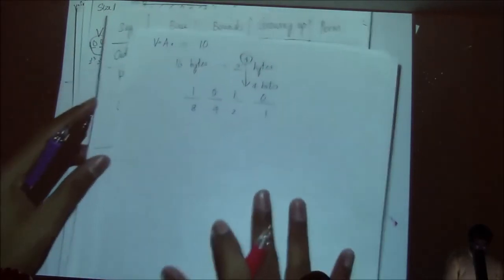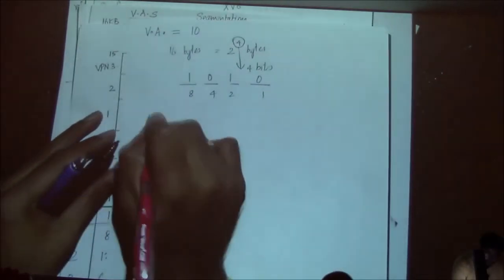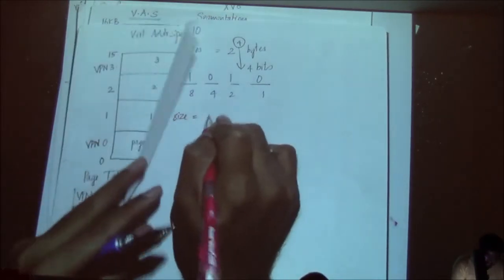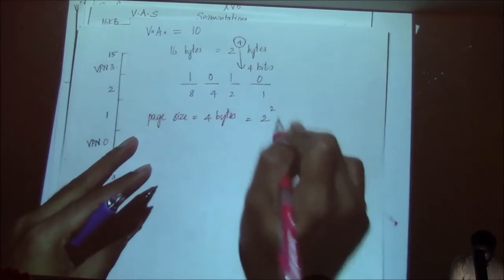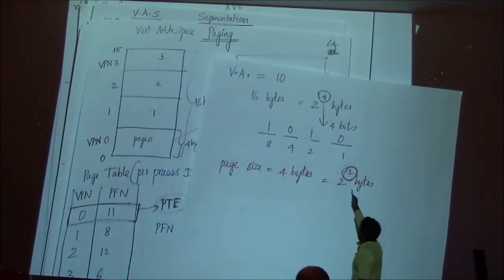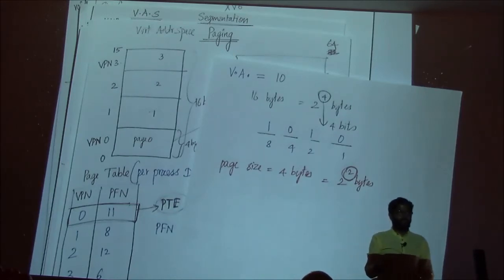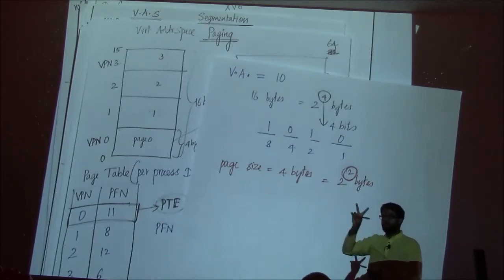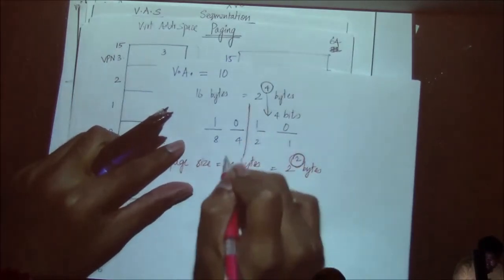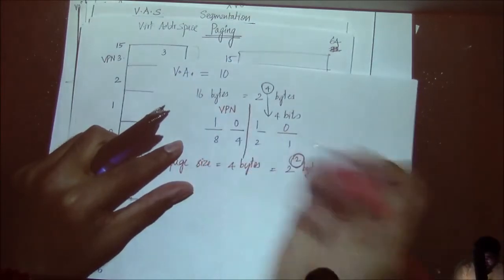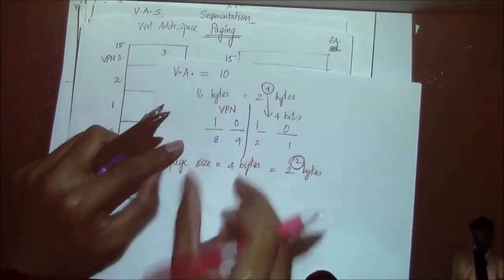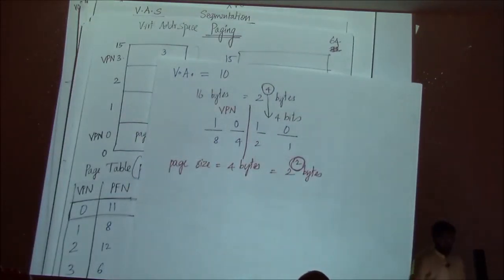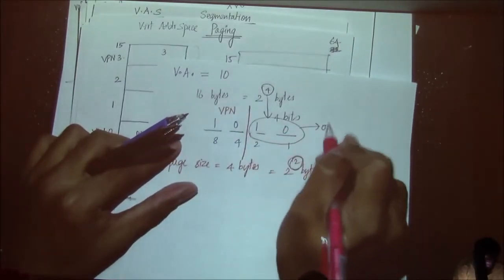Now, how do we find out the physical address? We know the page size is 4 bytes, which is 2 to the power of 2 bytes. In this case, we have 4 pages, so we need a minimum of 2 bits to uniquely identify each and every page. So we divide this address into 2 parts. The most significant 2 bits give us the virtual page number, and the remaining bits give us the offset within that virtual page.